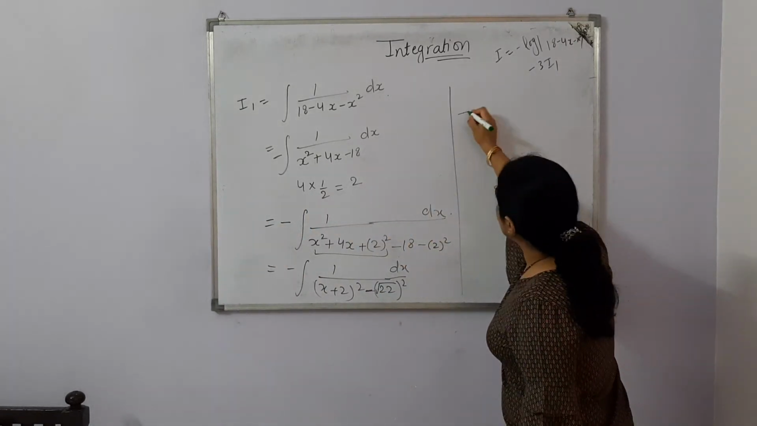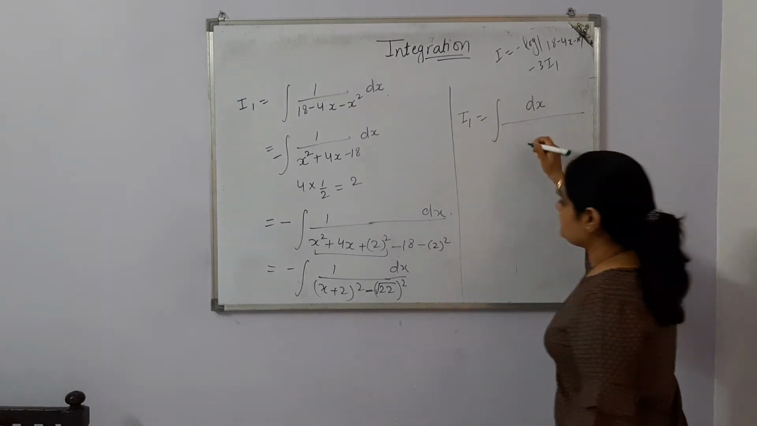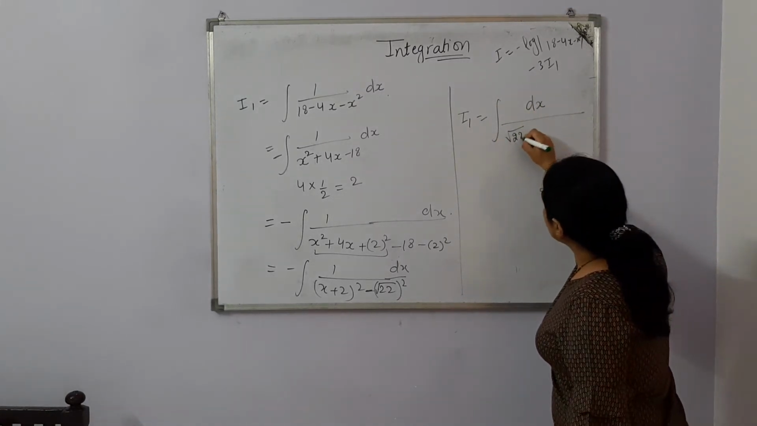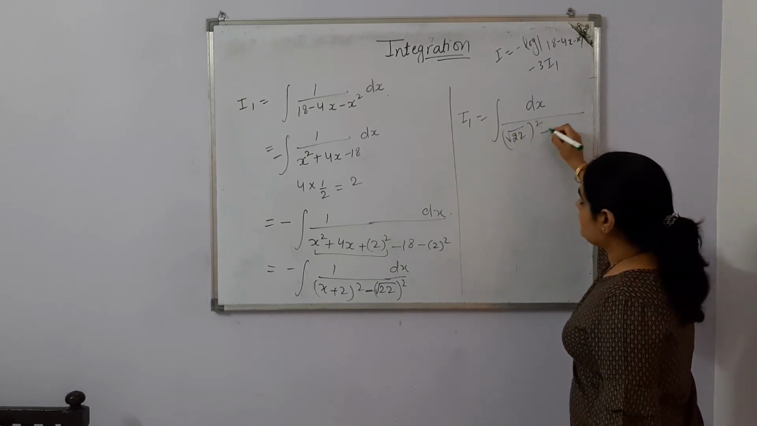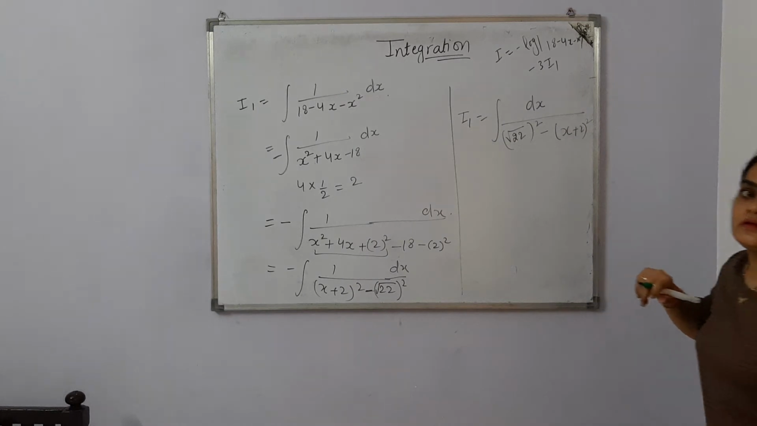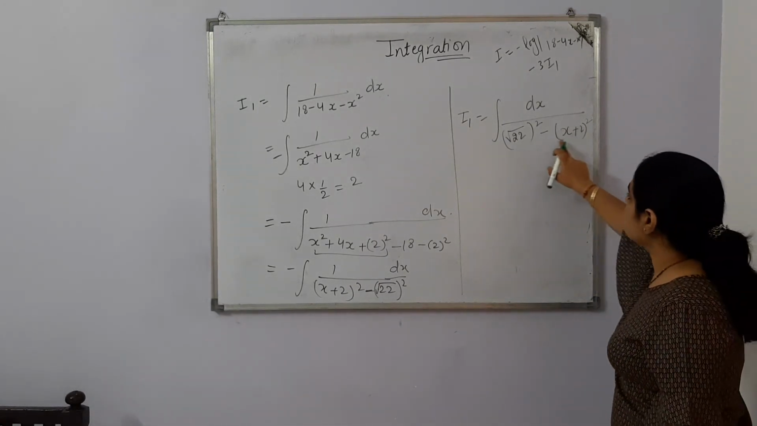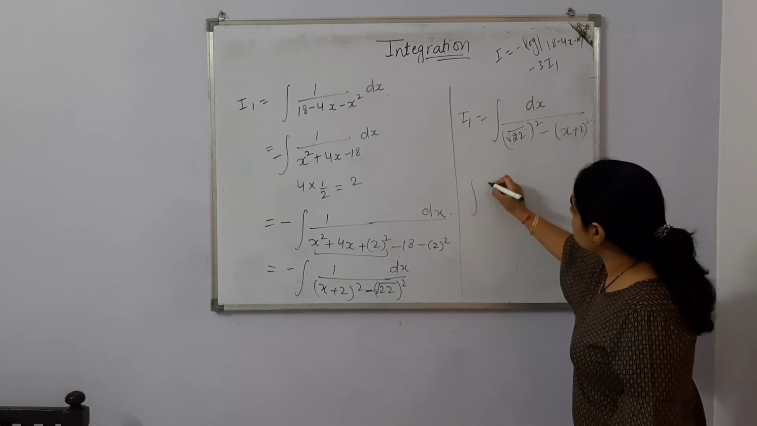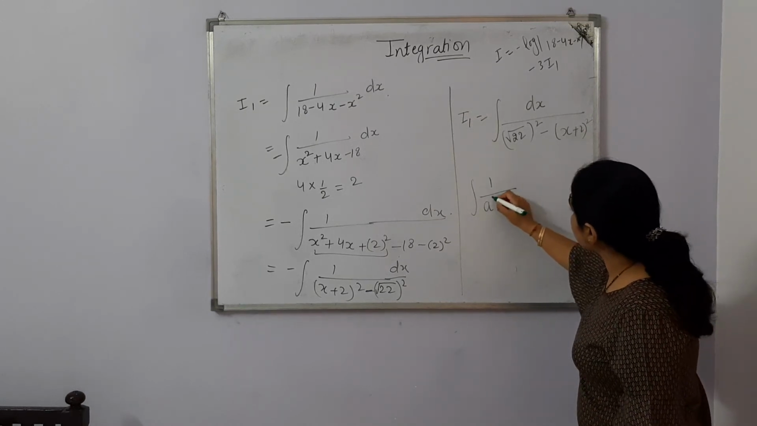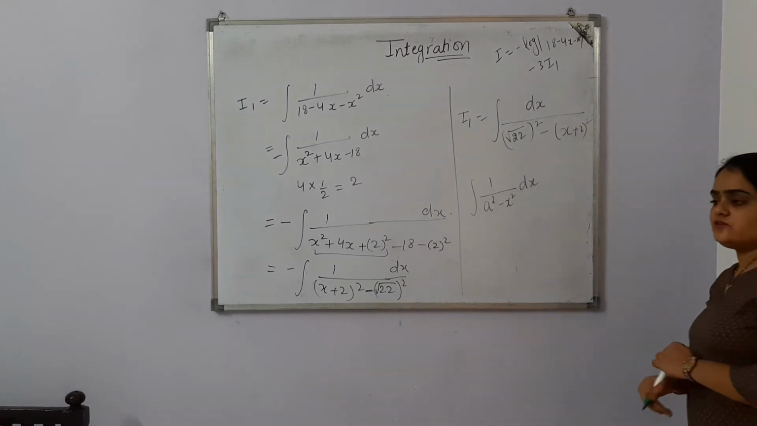I1 equals the integral of dx upon under root 22's whole square minus x plus 2's whole square. So here it is the integral of 1 upon a square minus x square. What is the integration of this?